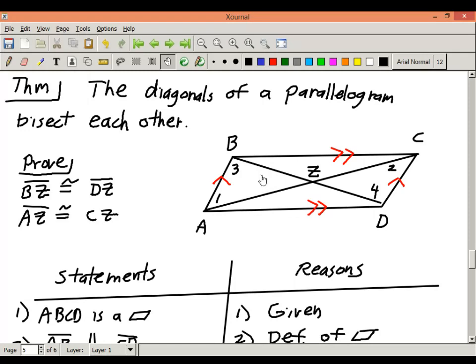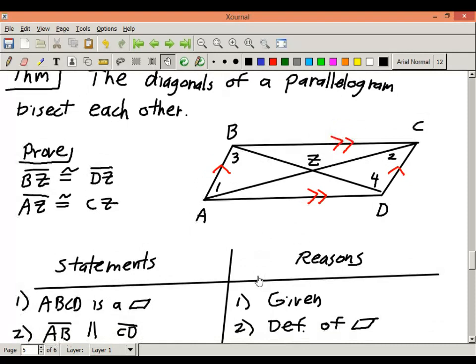So we're trying to prove that BZ and DZ are congruent. That would make BD get bisected. And we're also trying to prove that AZ and CZ are congruent. That would make AC get bisected. Then that would be the proof.